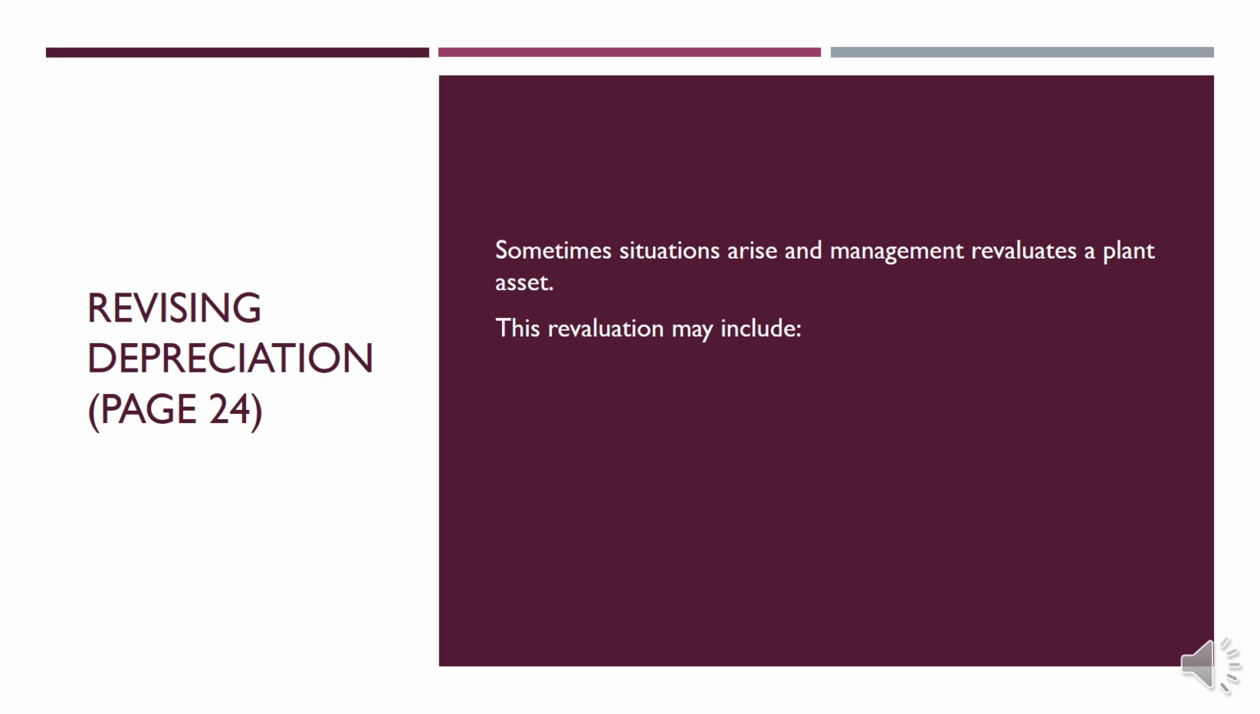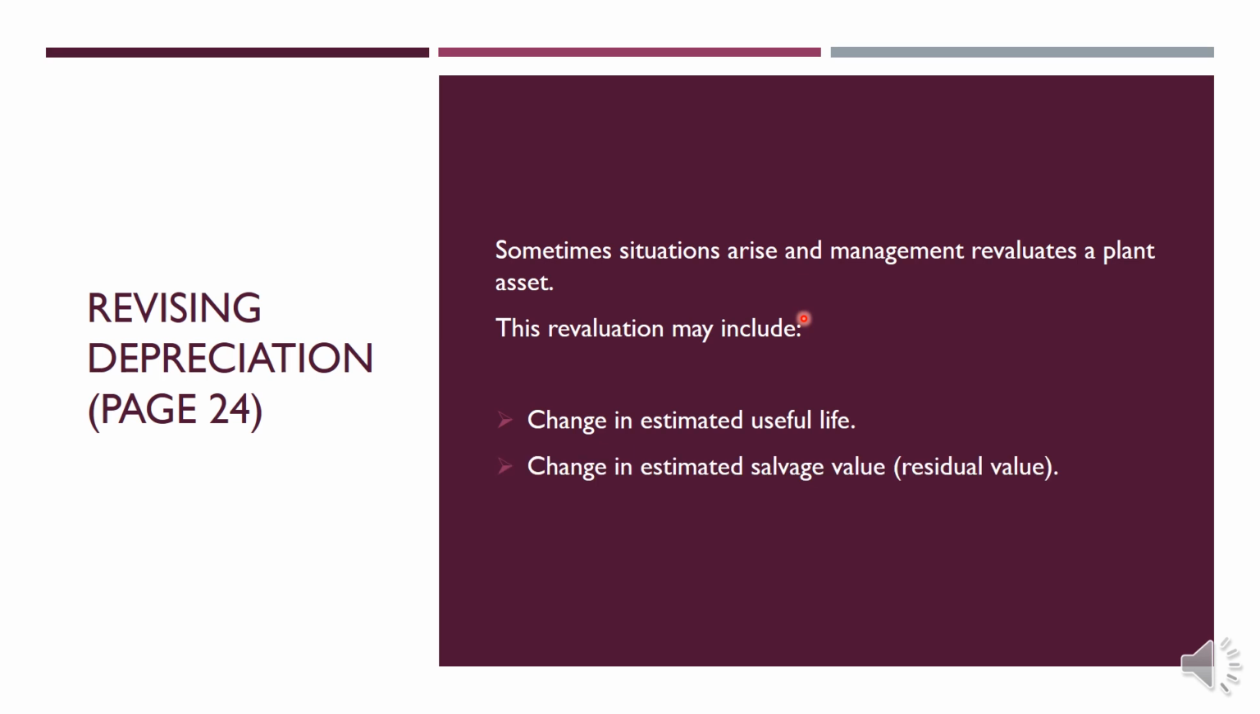Sometimes situations arise and management reevaluates a plant asset. This revaluation may include a change in estimated useful life and/or a change in estimated salvage value, or what we call a residual value. The useful life is the number of years the manager expects to use the plant asset, and the salvage value, as previously explained, is the book value of the plant asset at the end of its useful life.